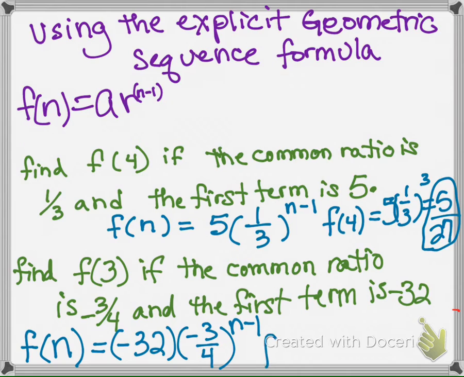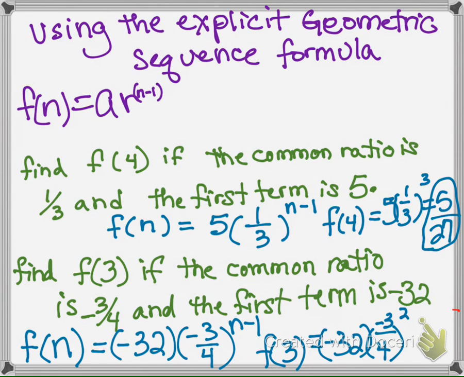So we'll say f of 3 is -32 times -3/4 to the power of 3 minus 1. So it's -3/4 squared. So when we simplify this, we want to do order of operations, and we want to do this exponent first. So we're squaring the 4, that'll be 16.